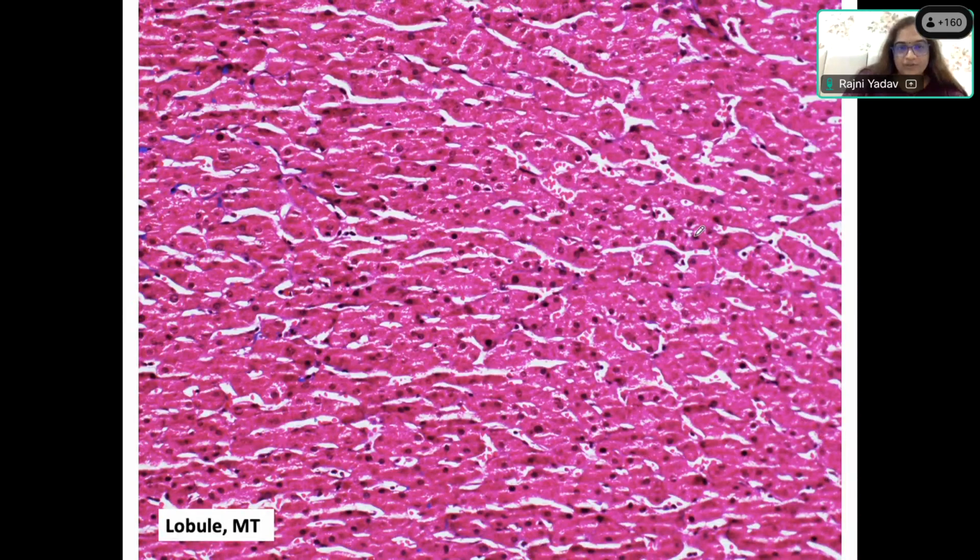Now that's the lobule in the Masson's trichrome stain. See, normally you don't have any blue color. These are the red cords of the hepatocytes and they are lined by the endothelium, but you don't have any fibrosis.